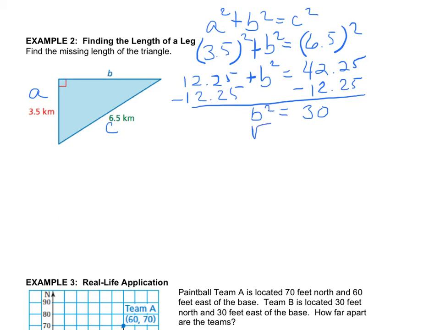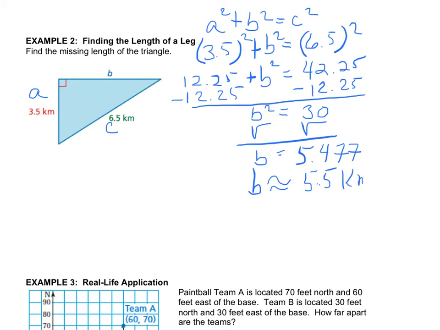I then take the square root to undo b squared to become b. And again, we're not going to really consider the negative square root of 30 because we're talking about the length of a triangle, which we can't have as a negative number. And we're going to get, with our calculator, the square root of 30 is about 5.477. So we're going to use b as approximately 5.5 kilometers.